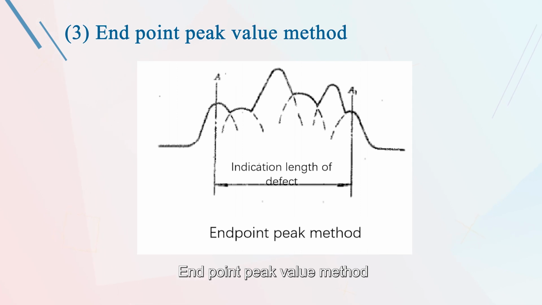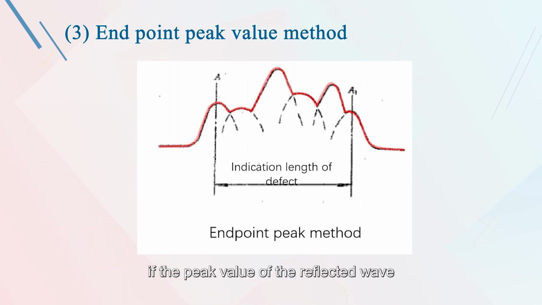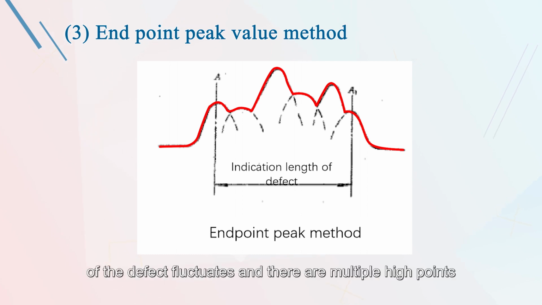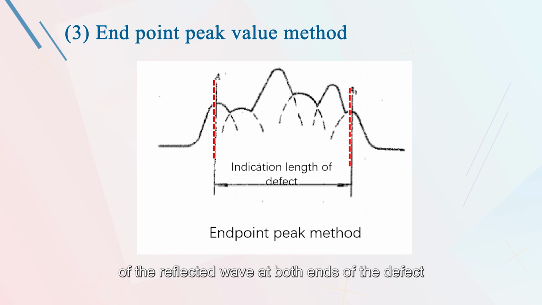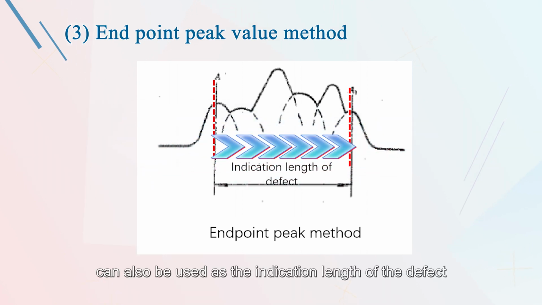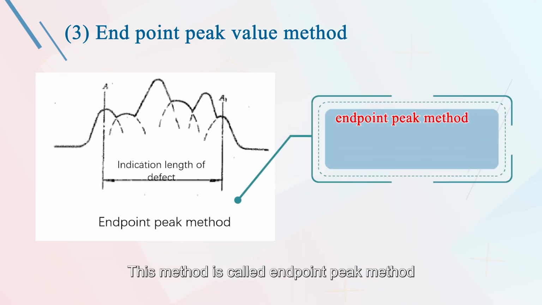Endpoint peak value method. In the process of length measurement and scanning, if the peak value of the reflected wave of the defect fluctuates and there are multiple high points, the moving length of the probe between the maximum values of the reflected wave at both ends of the defect can also be used as the indication length of the defect, as shown in the figure. This method is called endpoint peak method.